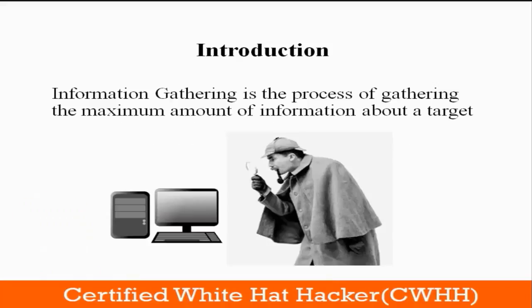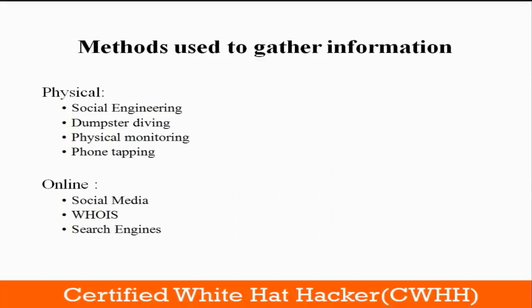Information gathering. So what is information gathering? Information gathering is the process of gathering the maximum amount of data about a target. So what are the methods used to gather this sort of information? The methods are broadly categorized into two types. One is physical and the other one is online.